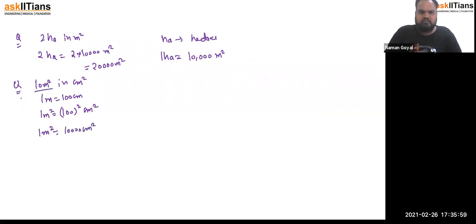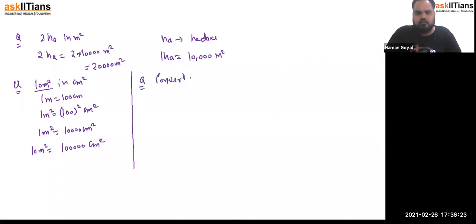Now the question is asking for 10 meter square. So we have to multiply both sides by 10. So it will give 10 meter square is equal to 100,000 centimeter square. Okay. Next question is: convert 1000 centimeter square in meter square.